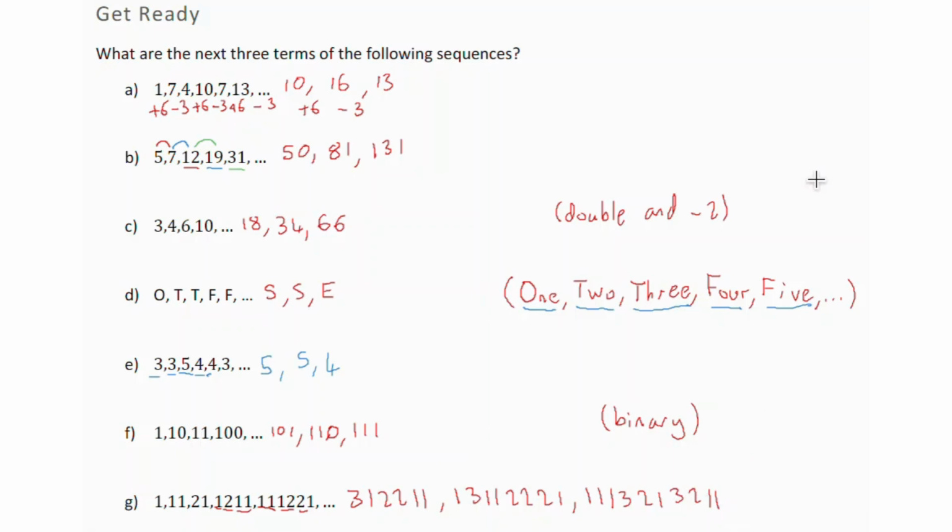So that last one is a particularly tricky one to spot, but a little bit of fun. But all of these have a pattern, and that's the most important thing here. In sequences, there's always a pattern. It might be very tricky to spot, but there is always a pattern that enables you to carry on the sequence.